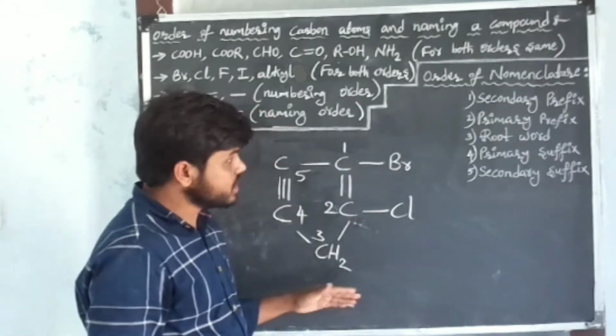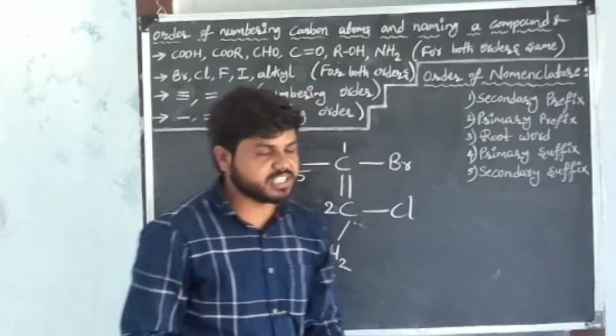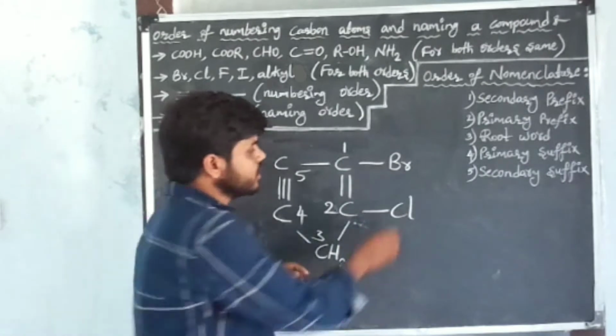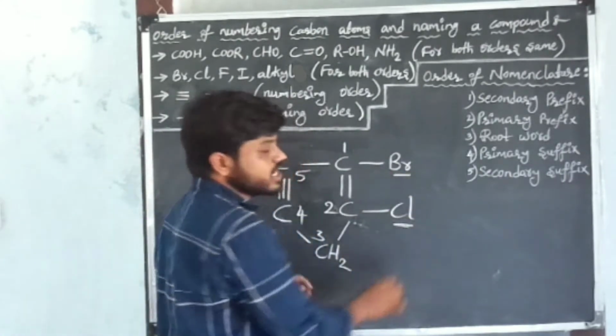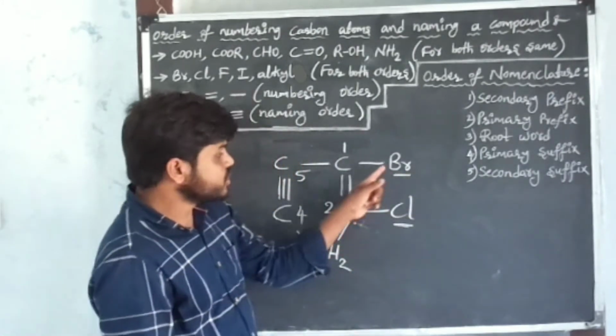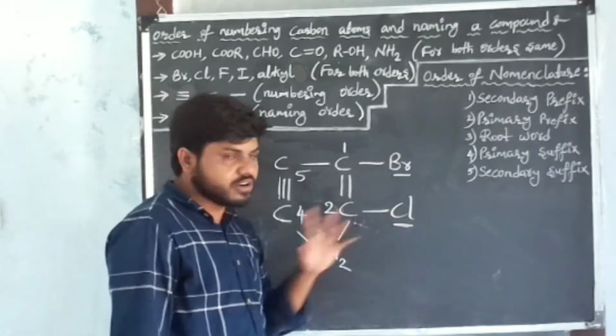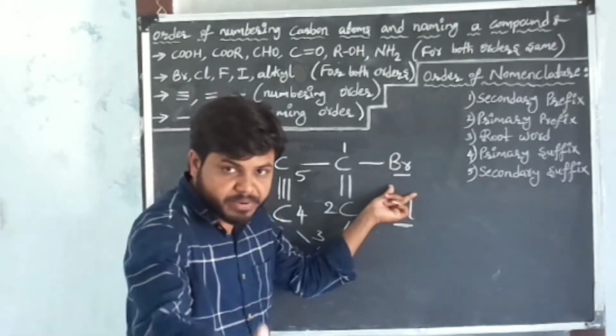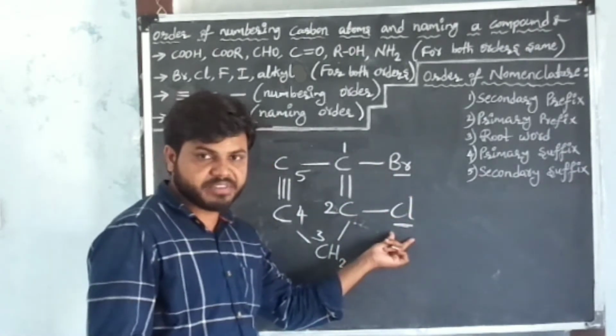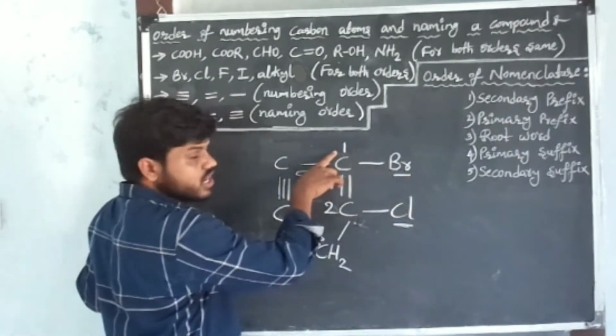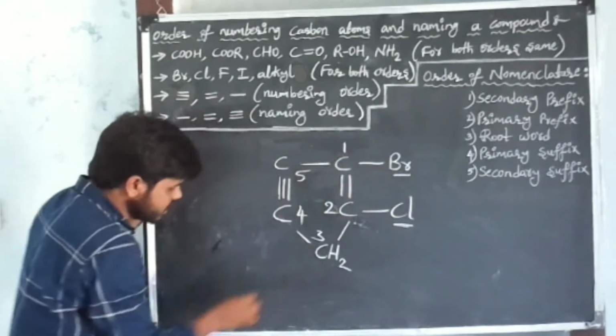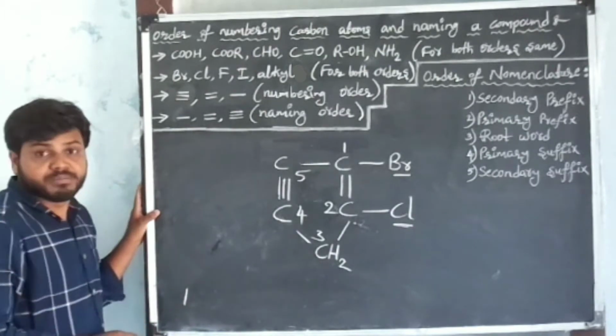After giving numbers, first write the secondary prefixes. Here the secondary prefixes are bromine and chlorine. First write the bromine prefix, then take the chlorine prefix. The position of bromine is what? 1. First write the position of bromine.